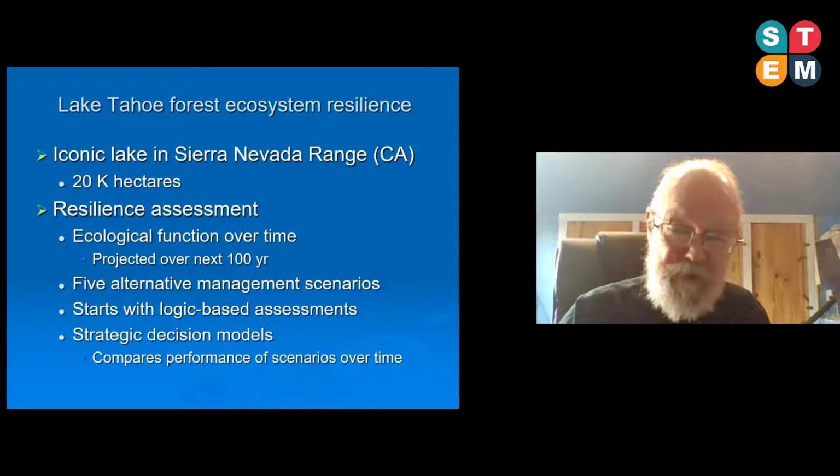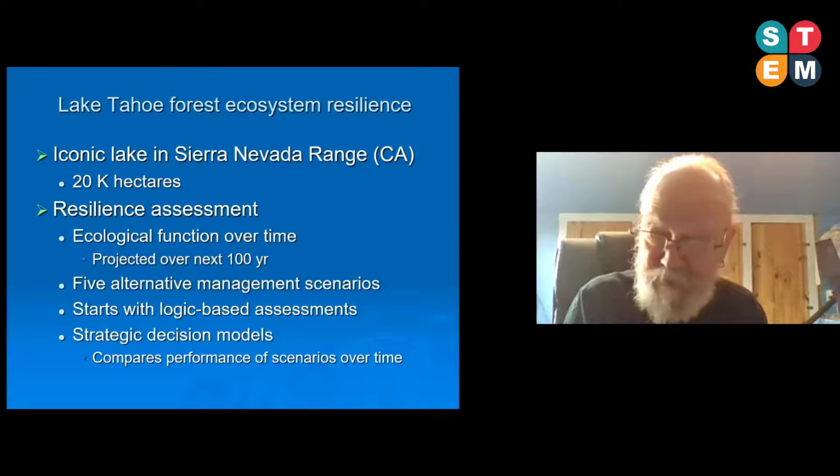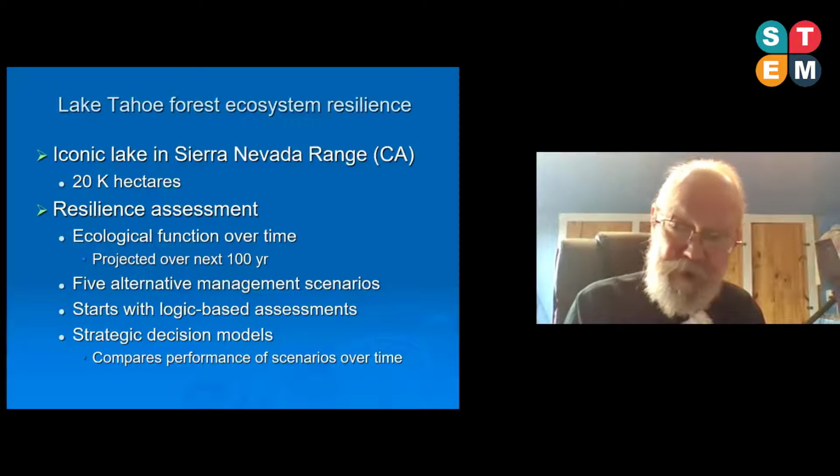But in this one, the focus is on resilience assessment. What I mean by that is how is the system functioning over time? And this particular project is looking at projecting the performance of resilience over a 100-year time frame. Now, the interesting thing here is EMDS was built originally, going back decades now, as a spatial decision support system. This one's a little different because instead of a spatial problem, this one is a time series.